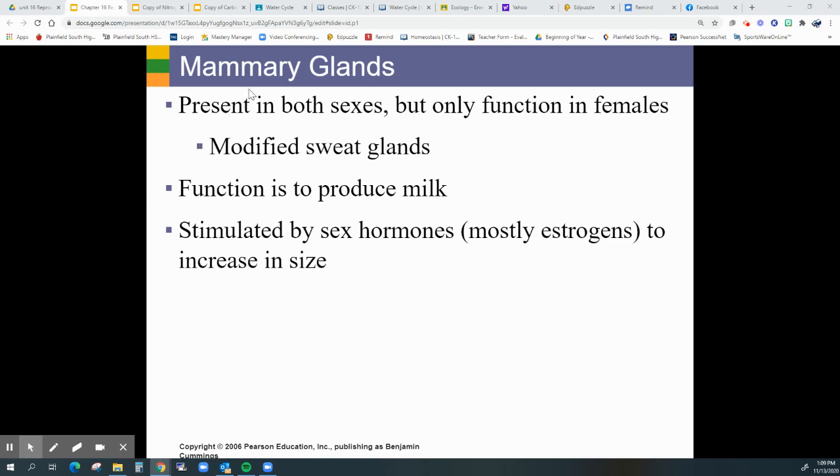Last thing here with female anatomy, then, are mammary glands. They are present in both sexes, but they're really only functional in females. They are modified sweat glands, essentially. They function to produce milk after the baby has been born. And then the growth of them is stimulated by the sex hormones, mostly estrogen.